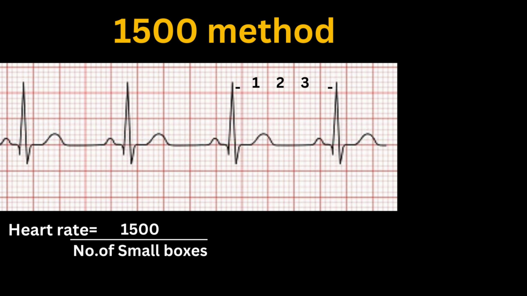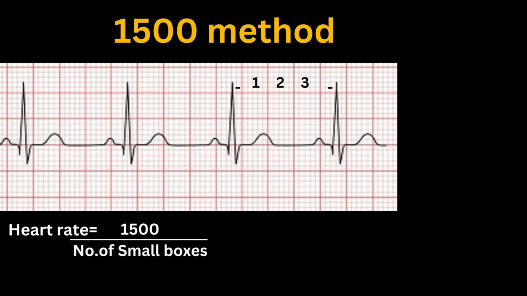In the previous one, the 300 method, we divided 300 by the number of large boxes. In this one, the 1500 method, you divide 1500 by the number of small squares. So between the QRS complexes, we'll calculate the number of small squares. So the number of small squares are 1, 2, 3.